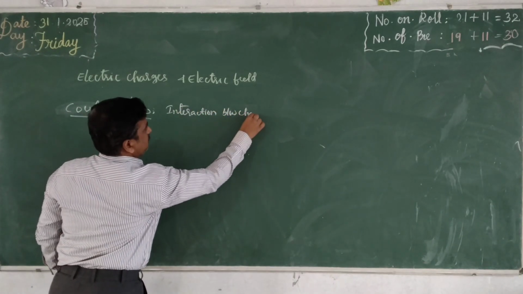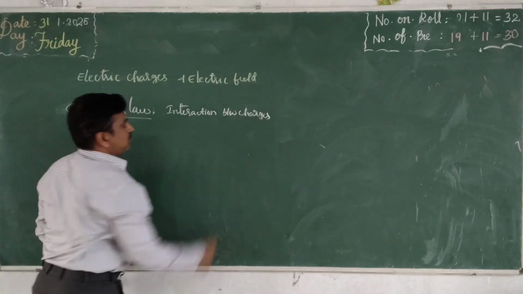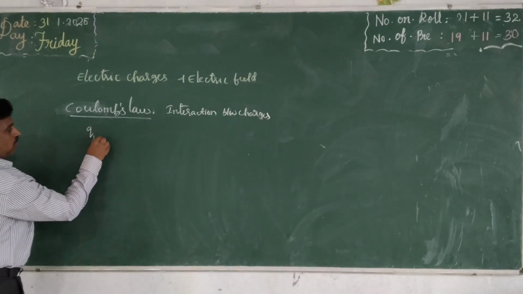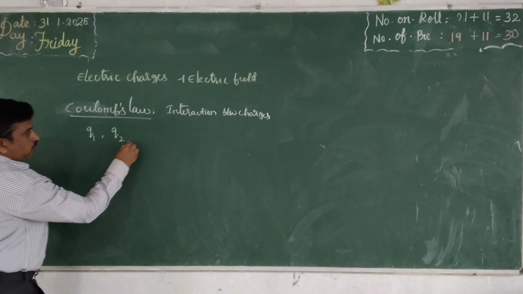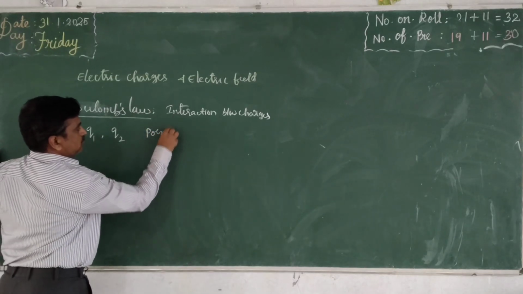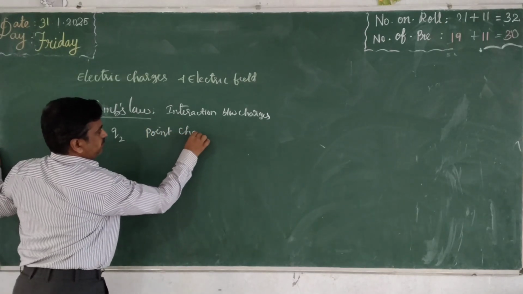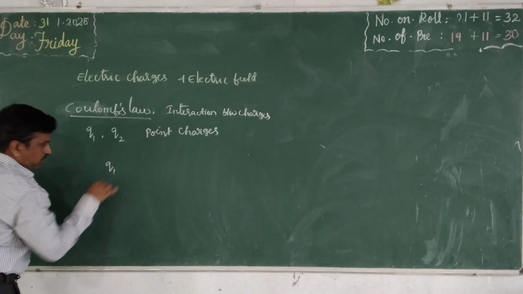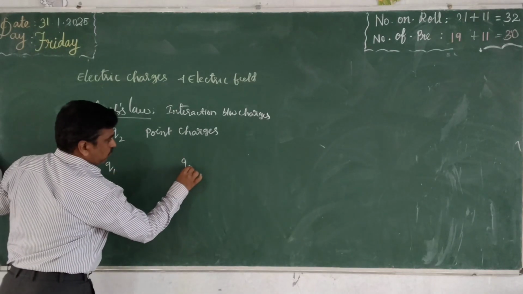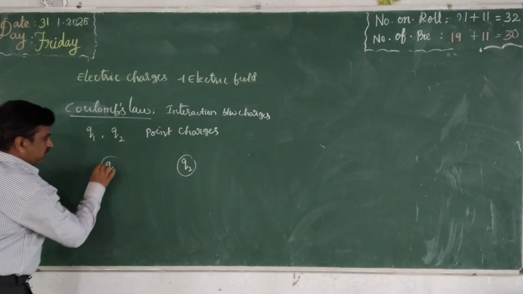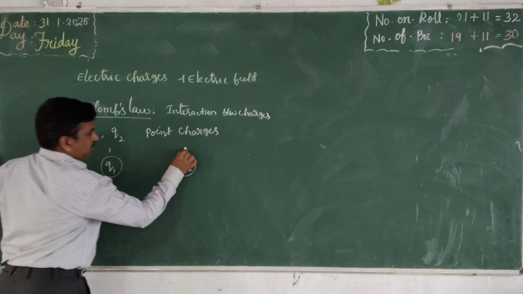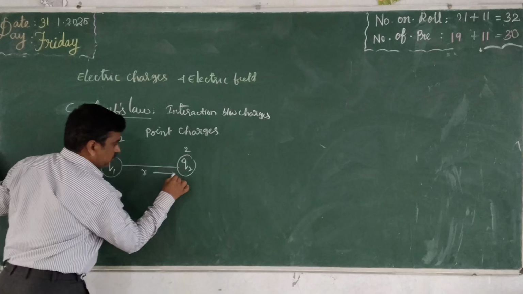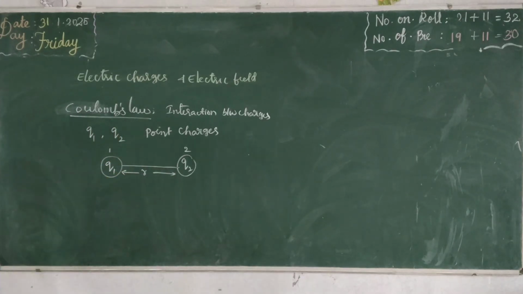Between charges. See here, in this one, we can take two charges, Q1 and Q2, point charges. Q1 is the first charge, Q2 is the second charge, which are separated by a distance r.